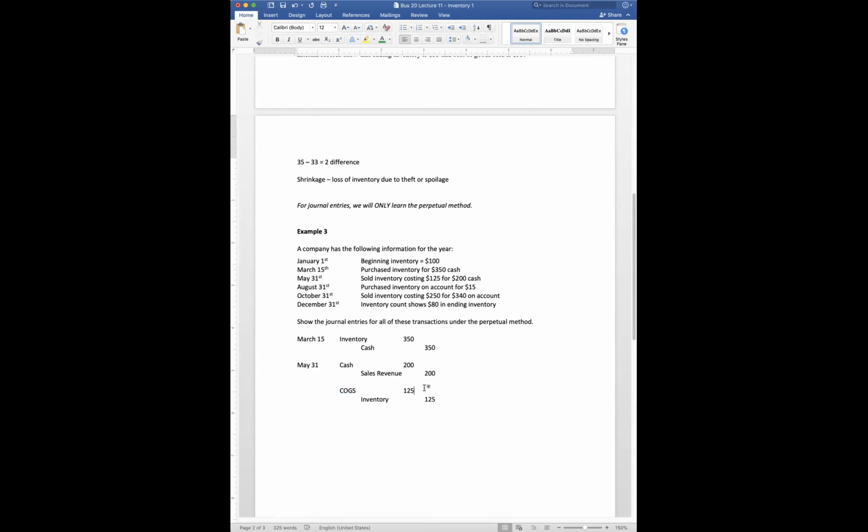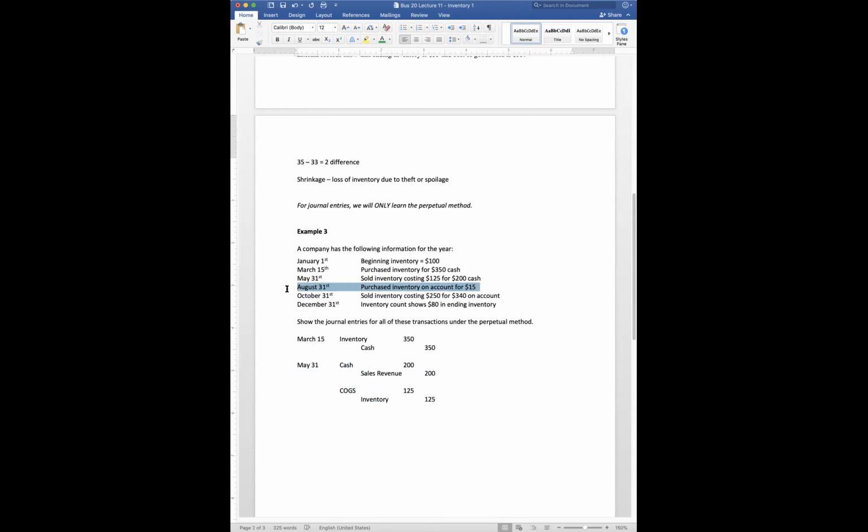So generally speaking, which do you think would be bigger? Would it be the selling price, the revenue, or the cost? Obviously, for a business that's making money, the selling price should be bigger than the cost. So typically the larger number is the one that we record as the revenue, and the smaller number is the one we record as cost of goods sold. Okay, so that is for May 31st.